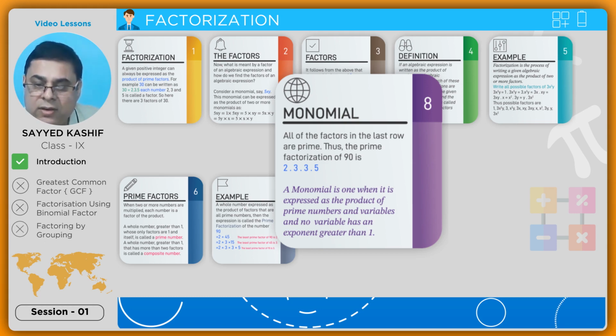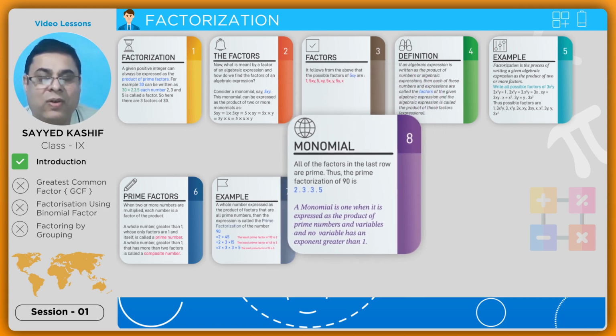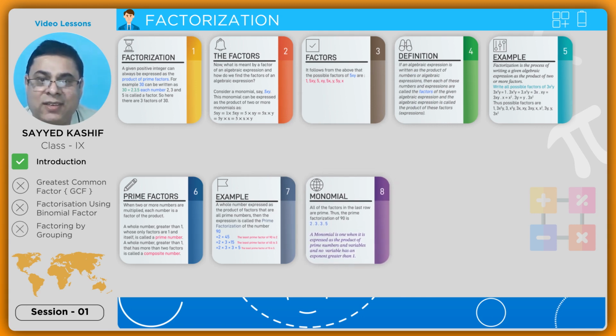A monomial is factorized completely when it is expressed as the product of prime numbers and variables, and no variable has an exponent greater than 1. So this is a brief introduction to factorization. In subsequent classes, we will build more on our understanding of factorization. Thank you.